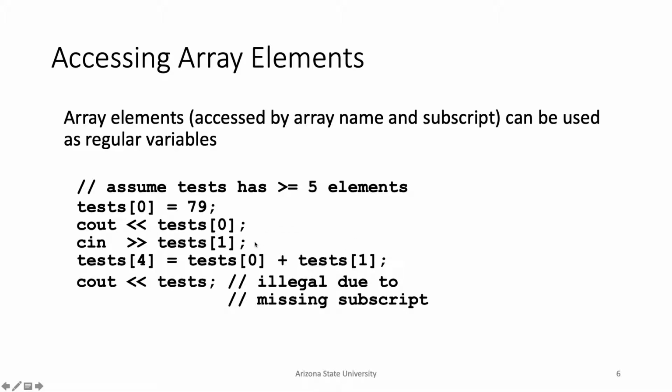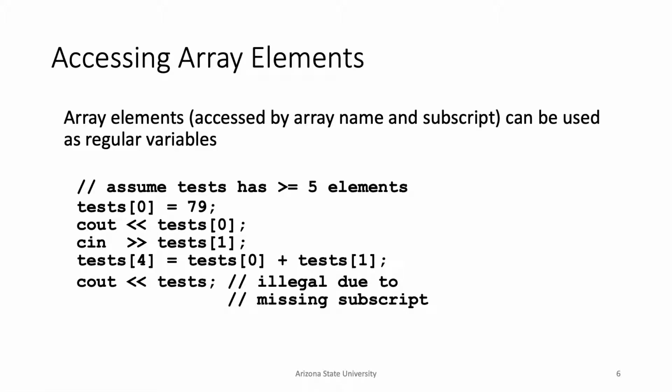Then test 1, we input something, and then we can do calculations. So here on the right side, I'm getting the value at index 0, which is 79. And let's just say the user enters 10 for the cin line right here. So it looks up the value at tests of 1, which is 10. And then what does test 4 get set to now? 89. And so did anyone try this line right here? What do you think you should do?